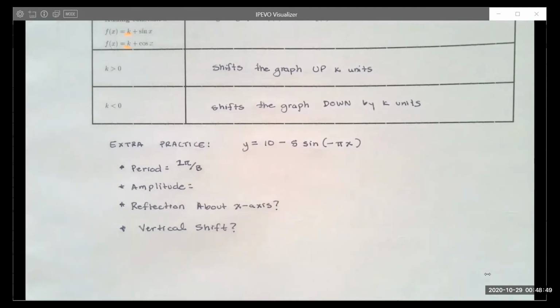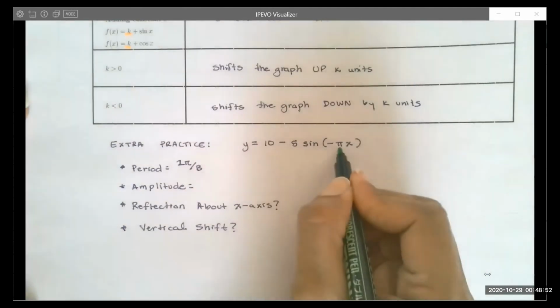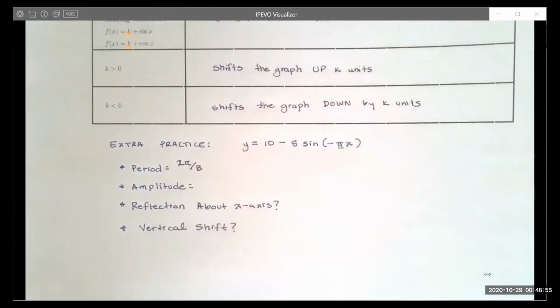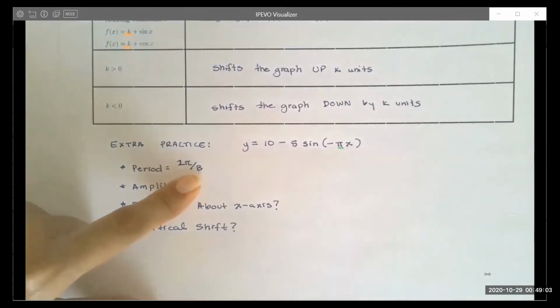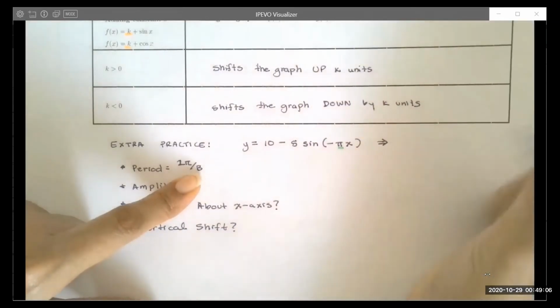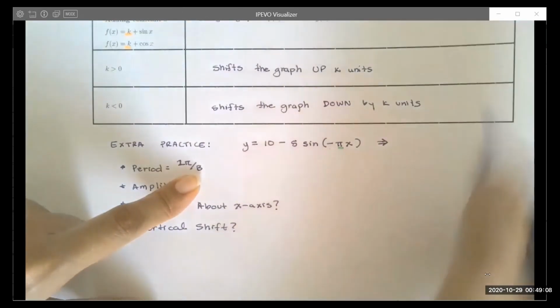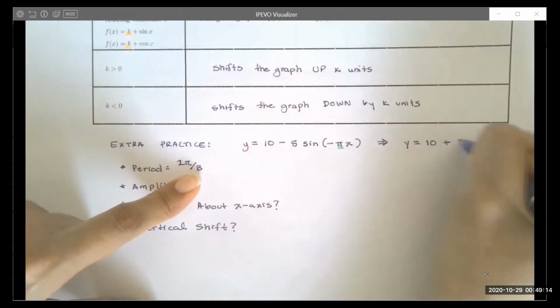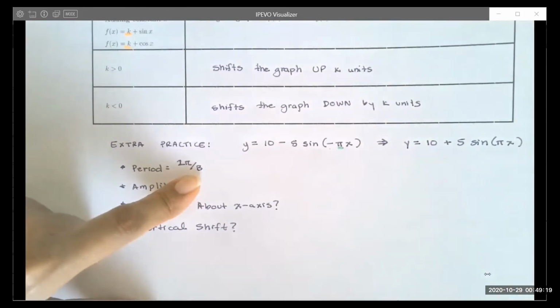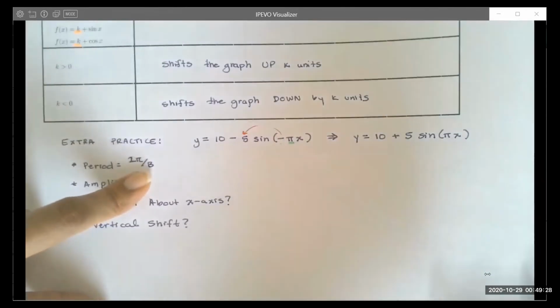Yep, it's pi. And we say it's the coefficient in front of the x, but currently as we have it, there is a negative. And what we have to be careful is that this number b can never be negative. So we always want to use the symmetry to help us get rid of the negative in the argument. In this case, it's going to be equivalent to 10 plus 5 times sine of pi x, because what we did is we brought that negative outside since sine is odd. So let me just write that here.